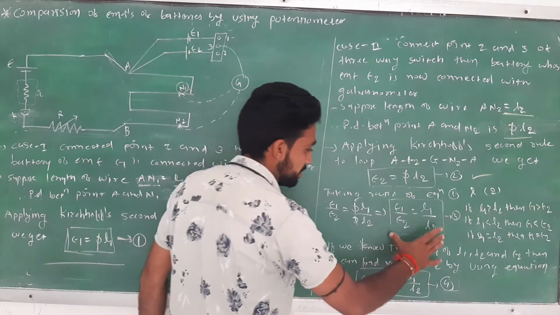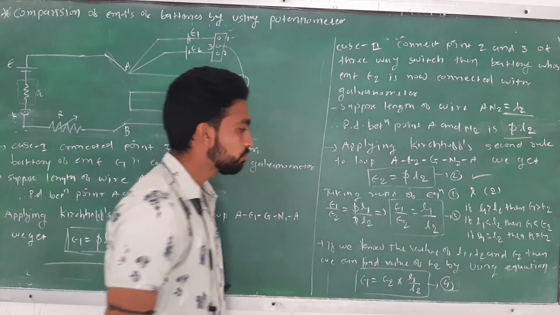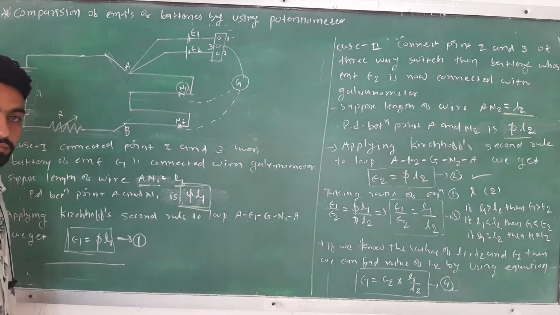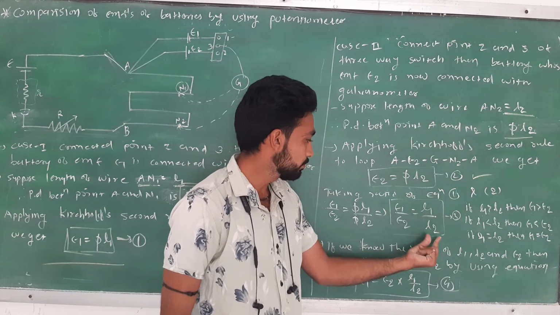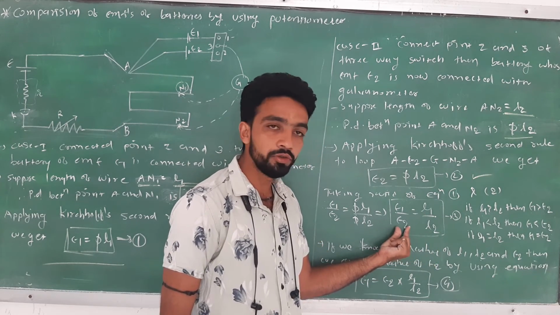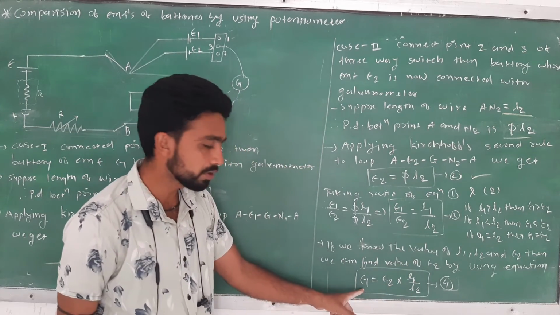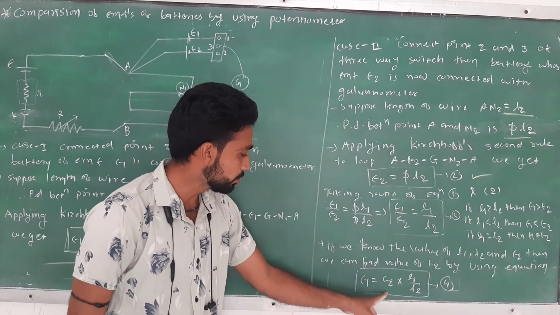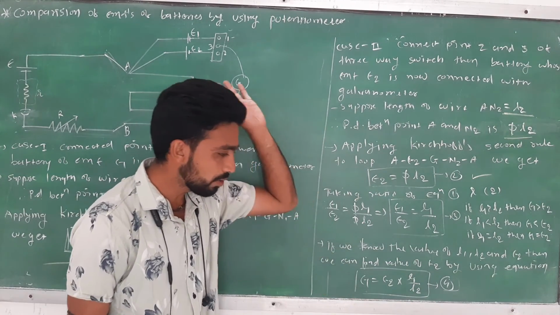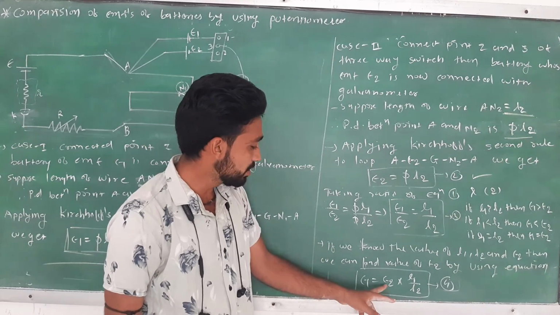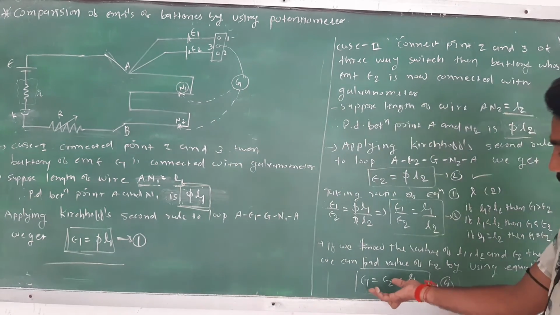So by using this equation, you can compare the EMF of these two batteries. Also, if you know the values of l1, l2, and epsilon 2, then you can find the value of epsilon 1 by using this equation. This is multiplied here, so you get this equation. Now, these l1 and l2 you can measure from the potentiometer, and if you know the battery EMF epsilon 2, then you can find the EMF epsilon 1.